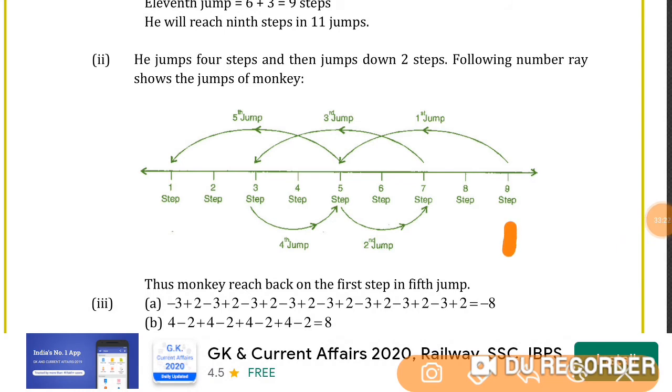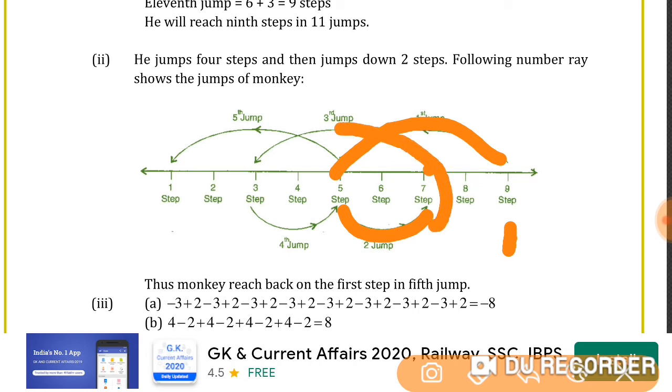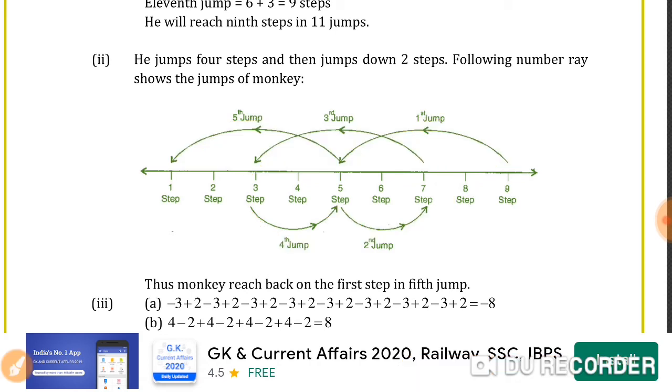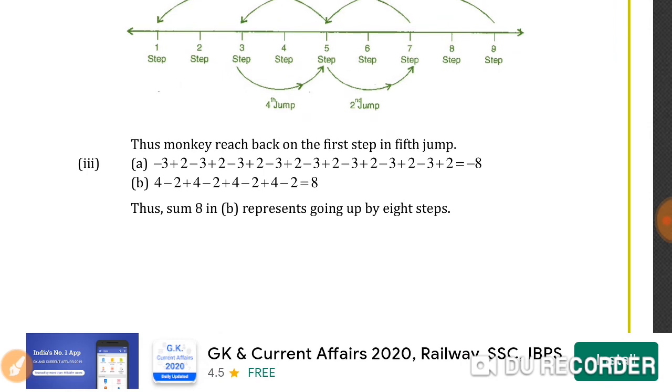So he is at the 9th position. Consider 4 steps he'll go like this, 1 2 3 4. At the 5th it is the first jump, again it will go back, second jump. Again from here, from the 7th, again by 4, 1 2 3 4. Again going back, this is the first, second, this is the third jump, and in the fourth jump going back. Again from here, fifth jump, it will come to the same position. So this is how in the fifth jump he will come to the same position.